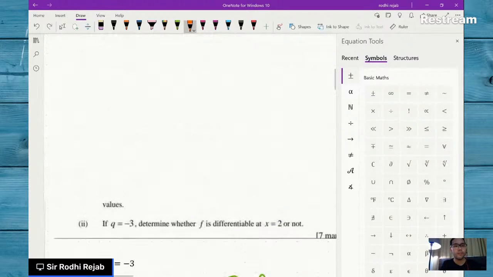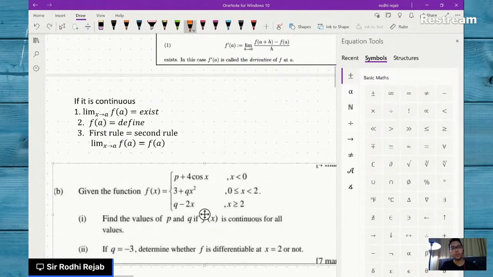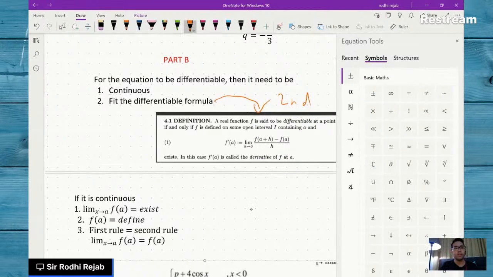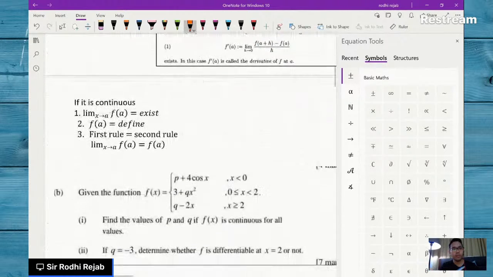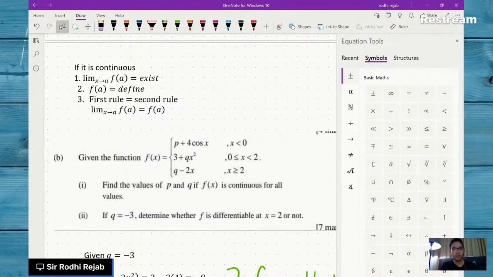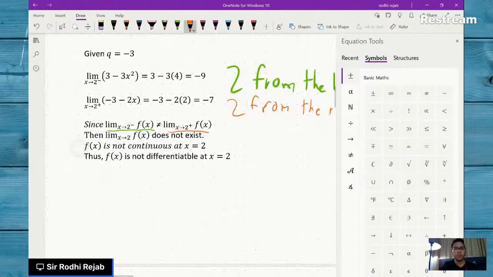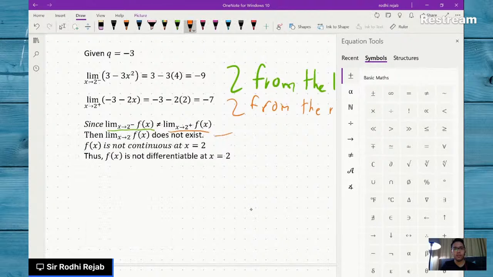As I mentioned just now, for the equation to be differentiable, then it needs to be continuous. We check here, for it to be continuous, the limit needs to exist, and since this limit does not exist, it's not continuous, and if it's not continuous, then it's not differentiable. The limit needs to exist first. In this case, the limit does not exist. So yeah, we are done.